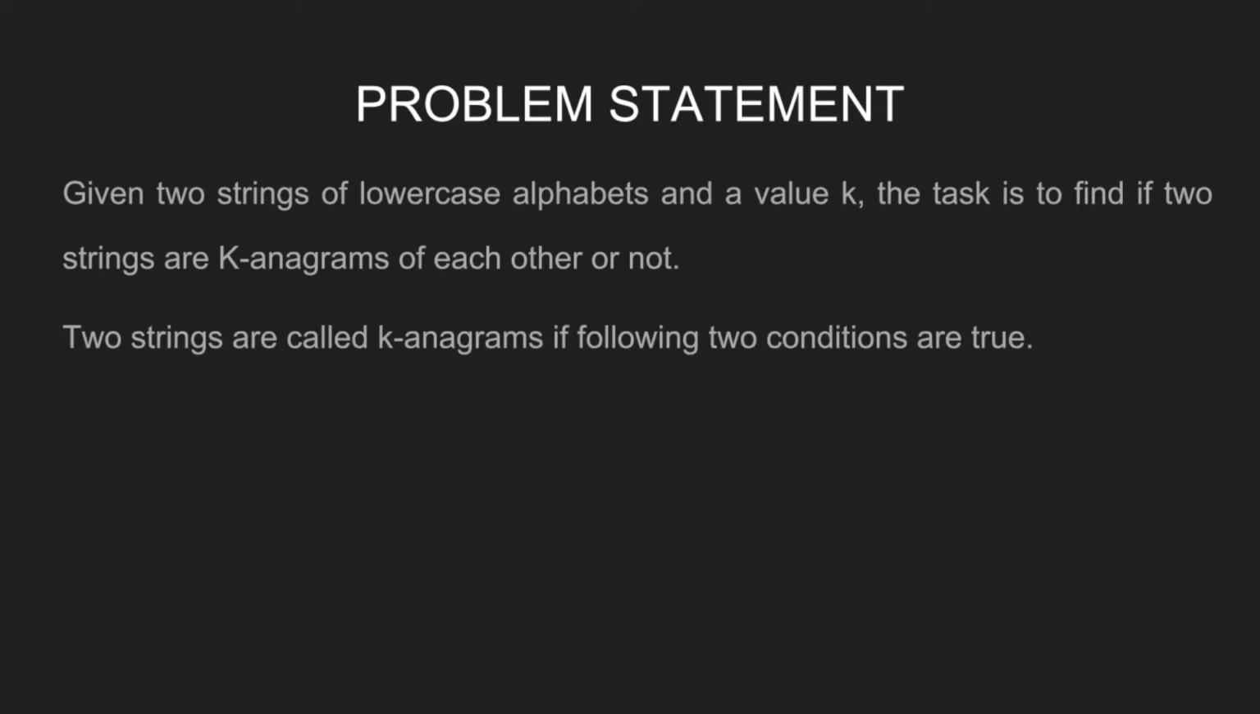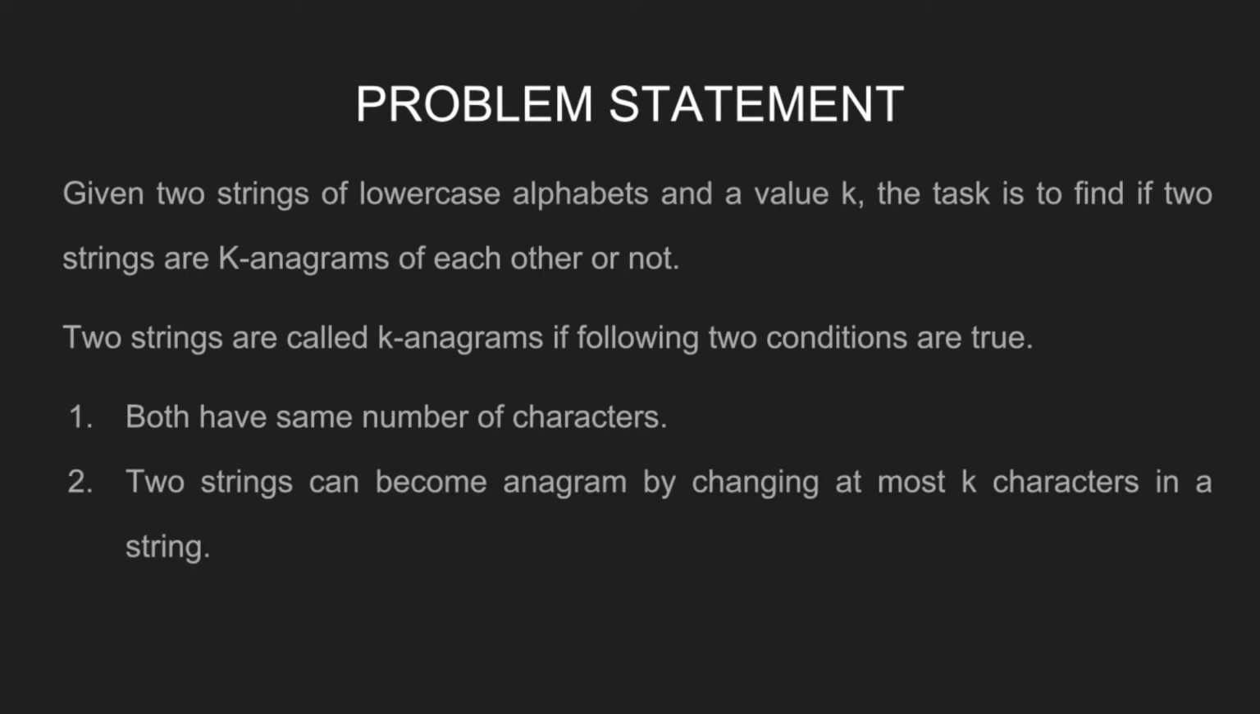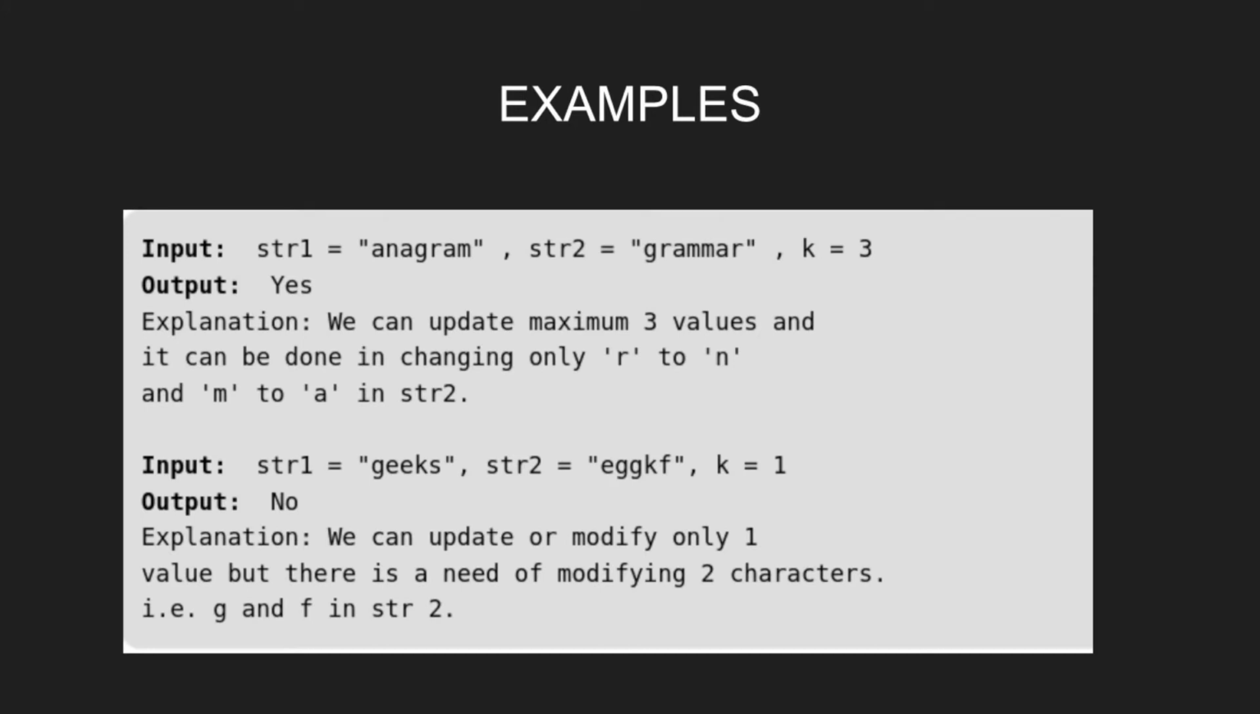Two strings are called key anagrams if the following two conditions are true. Both have the same number of characters. Two strings can become anagrams by changing at most k characters in a string. Let's look at some examples.